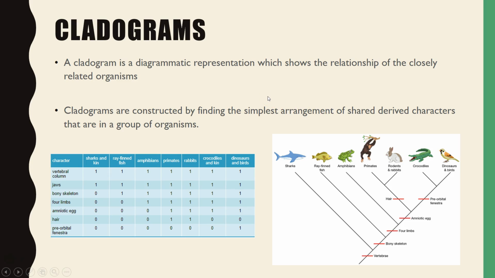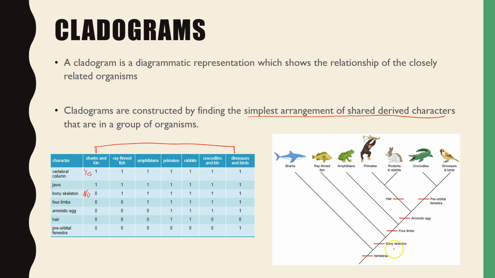Cladograms are another way of representing evolutionary relationships. They are specifically looking at relationships of related organisms, and they're constructed by finding the simplest arrangement of shared derived characteristics in a group. So for example, we have various different characteristics of various different species, which are shown here, and then we rank them. If they share that feature, such as a vertebral column, it will be a 1. If they do not have that feature, such as a bony skeleton in that species, it's a 0.